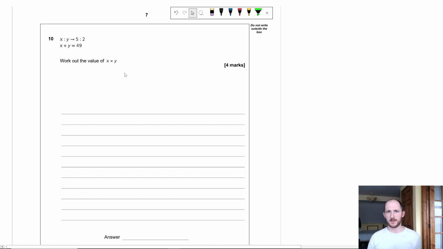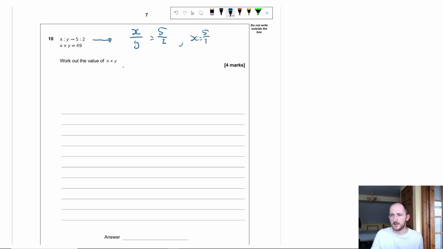So I actually have a ratio video coming out, I think like 2 days after this one, so that should be interesting. But this is, again, a fairly tricky situation. So the way we use this top piece of information is x to y is the same as 5 to 2. So what we know is x over y is equal to 5 over 2. And all we're going to do is we're going to work out the value of x and y and then work out the value of x times y. Nice and easy.